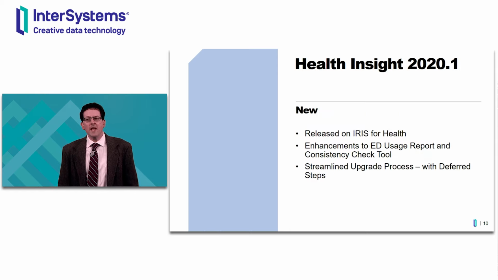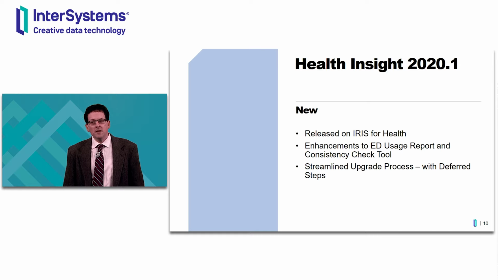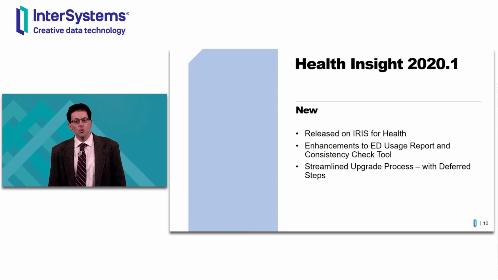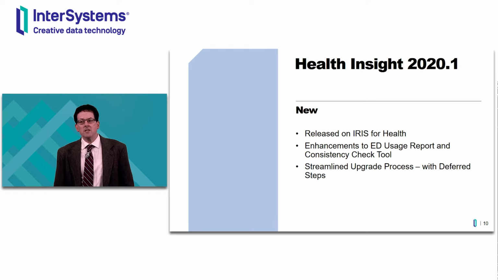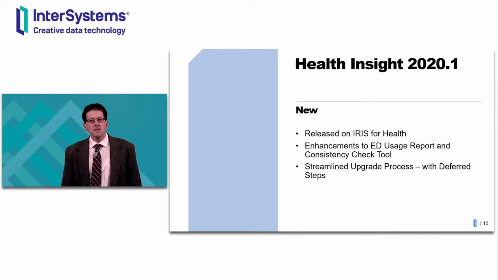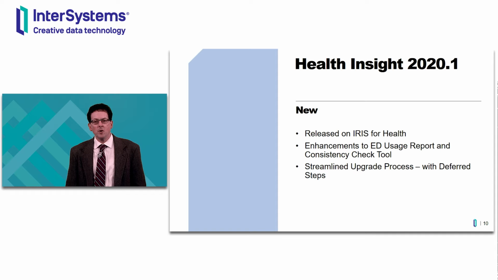Here's what's new from the April 2020.1 release. First, this was our first release on Iris for Health, which allows Health Insight to leverage the latest data platform's enhancements and tools going forward. Second, we made enhancements to the ED usage report and consistency check tool. And finally, we streamlined the upgrade process, introducing optional use of deferred steps to reduce downtime during an upgrade.